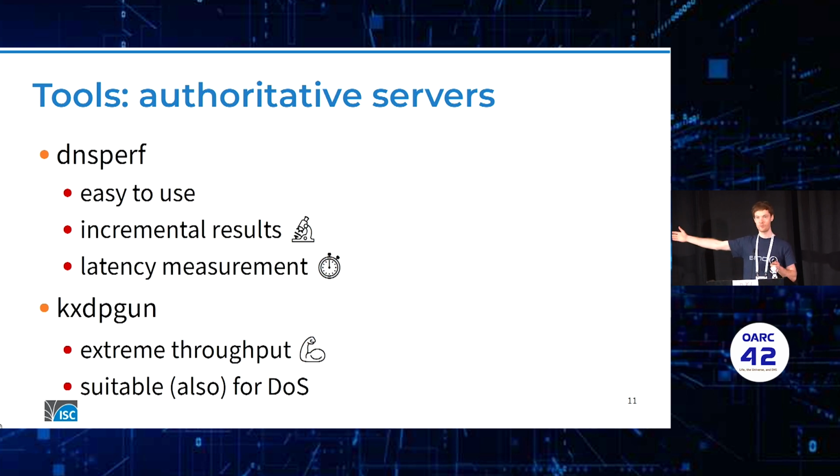On the other side of the performance spectrum is a tool called KXDP-GAN. That's part of the KnotDNS suite, and it has absolutely extreme performance. But it requires support in the kernel and in the network driver. It's not so easy to use, and it doesn't provide you detailed statistics about latency and so on. So it's harder to use and doesn't have all the features of DNS-perf. So in the end, typically, you end up using both in parallel: DNS-perf for the normal traffic, which is usually not that high volume, and then KXDP-GAN in parallel for the denial of service attacks, and it meets in the same test box in the end.